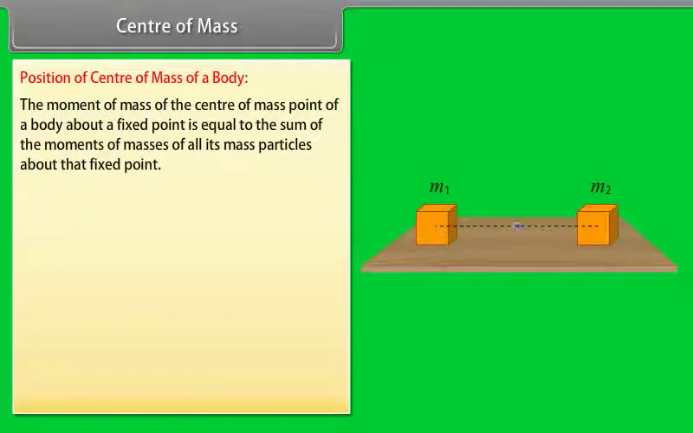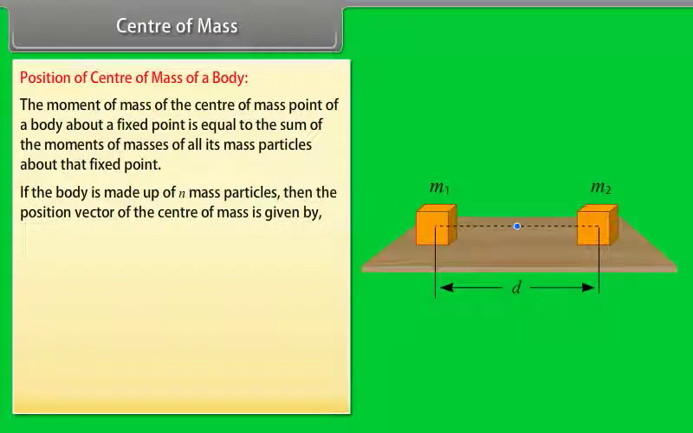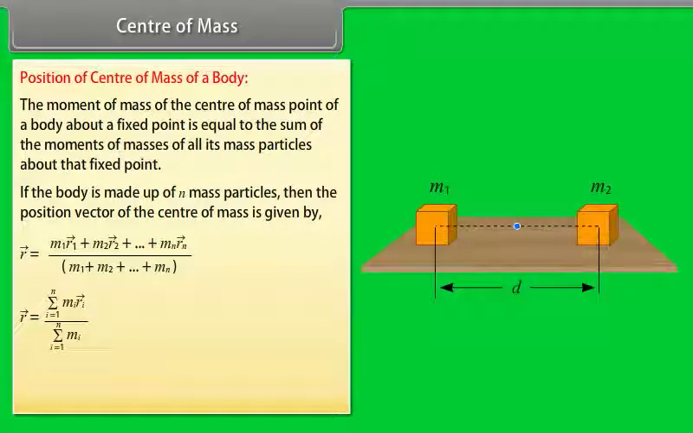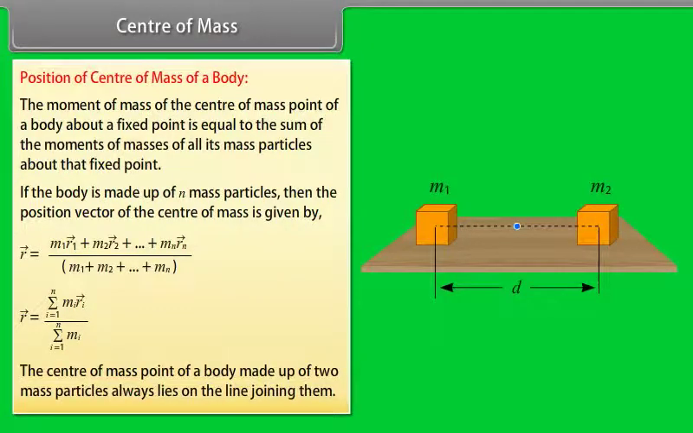The moment of mass of the center of mass point of a body about a fixed point is equal to the sum of the moments of masses of all its mass particles about that fixed point. If the body is made up of n mass particles, then the position vector of the center of mass is given by r vector = (m1 r1 vector + m2 r2 vector + ... + mn rn vector) / (m1 + m2 + ... + mn). On summarizing the above relation, we get r vector = summation from i = 1 to n of mi ri vector / summation from i = 1 to n of mi. The center of mass point of a body made up of two mass particles always lies on the line joining them.